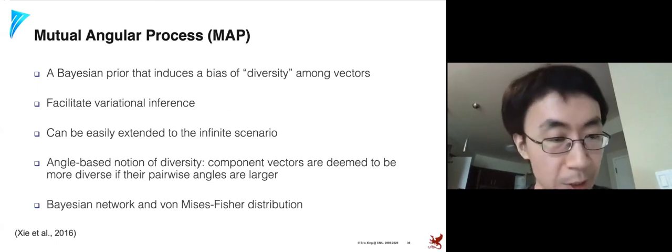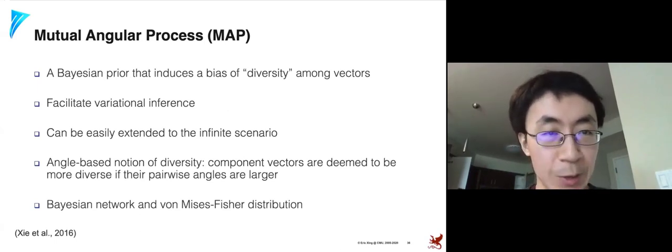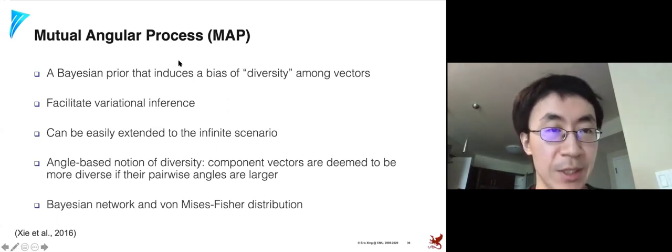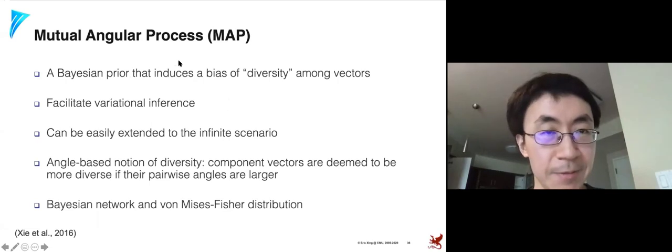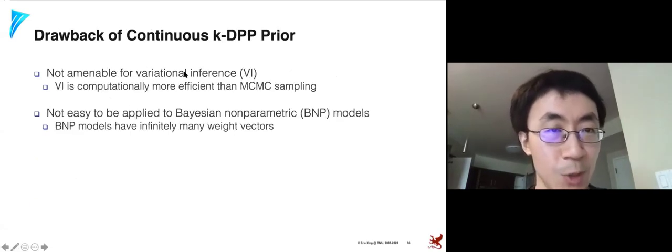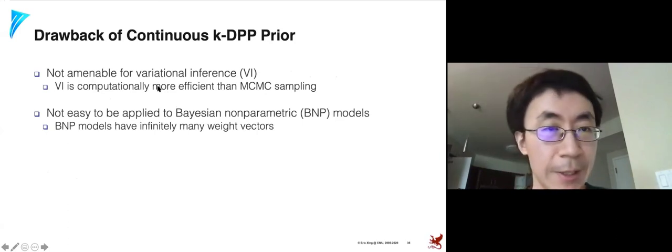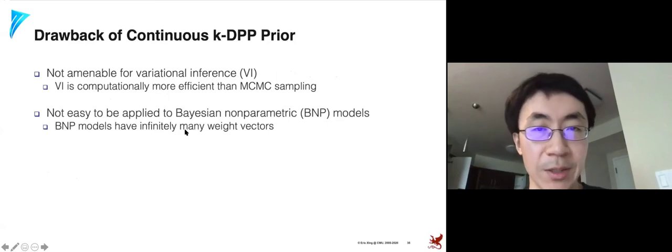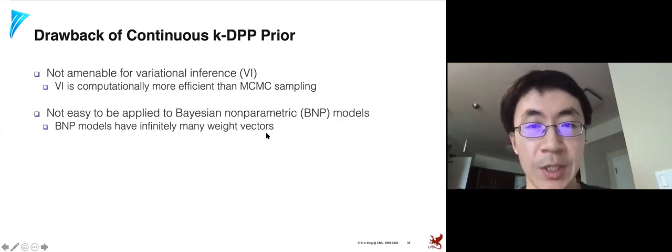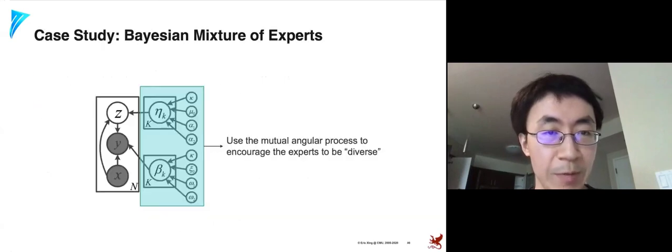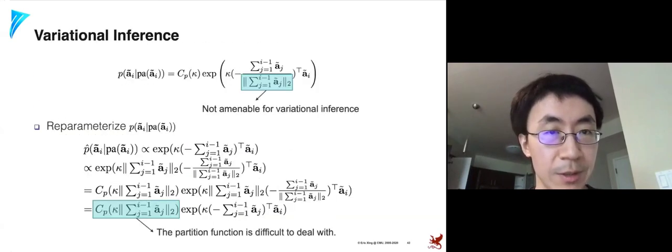So several years ago, we did some work to address these two problems and define a mutual angular process that can address these two drawbacks. The proposed mutual angular process is amenable for variational inference and can be easily extended to the Bayesian non-parametrics paradigm. If you are interested, I put a reference there and you can take a look.